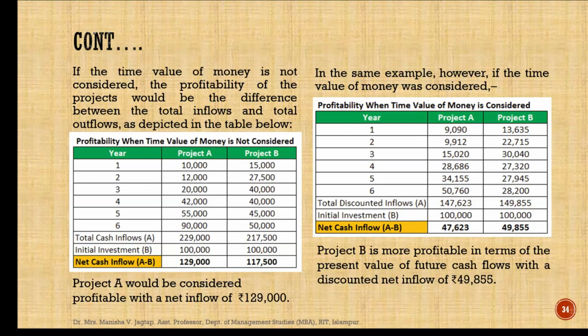Okay, so without applying time value of money, our answer is something different, and when we consider time value of money, our answer changes from project A to project B. Now here you can find that project B is the profitable one. So that is why this particular method is very significant from a business organization point of view.